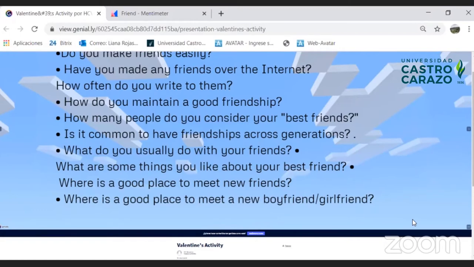But I think for both. Even though it's commercial in my opinion, it's nice to go out with your friends and have a coffee, or go out with your girlfriend or boyfriend, like a nice dinner, watch a movie or something like that. And Maria, what do you think about Valentine's Day? Do you think it's for love or too commercial?